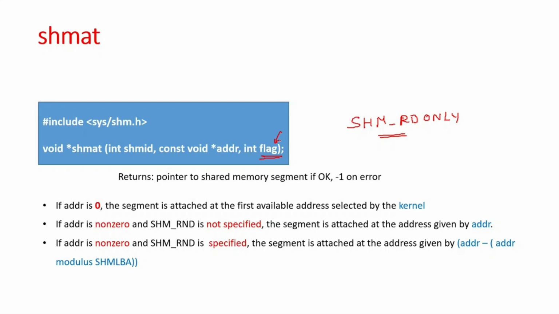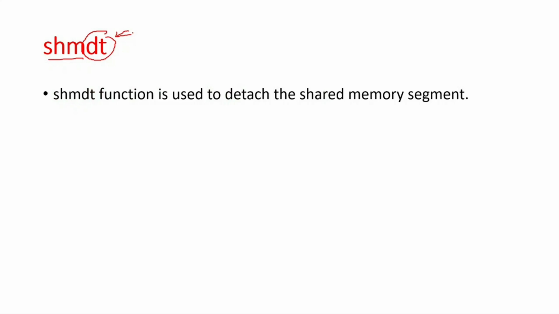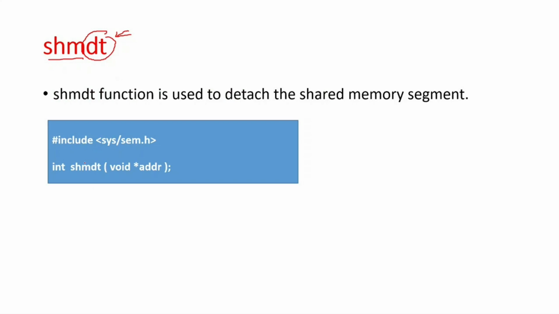Now coming to the last one, the SHM-DT function. By now you might have already figured out what DT stands for. Using the SHM-AT function, we have attached the shared memory into the address space of the process that called it, right? Now, after using the shared memory as a tool for inter-process communication, it has to be detached from the address space. That is done by using the SHM-DT function. As the name suggests, DT stands for detach, and the syntax is this. It will return a 0 value on success and -1 on error.